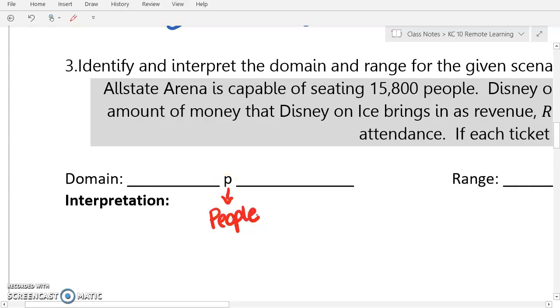So it's asking about what type of numbers we could have for people. So usually on the left side is going to always be the lowest number. So in this case, the lowest number of people who could attend would be 0. On the other side is going to be the max number of people. So in this case, the problem tells us the max number of the seating is 15,800. So that takes care of the domain.